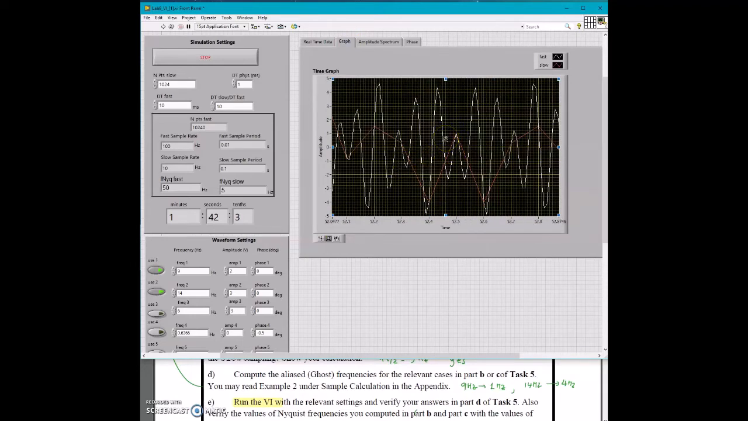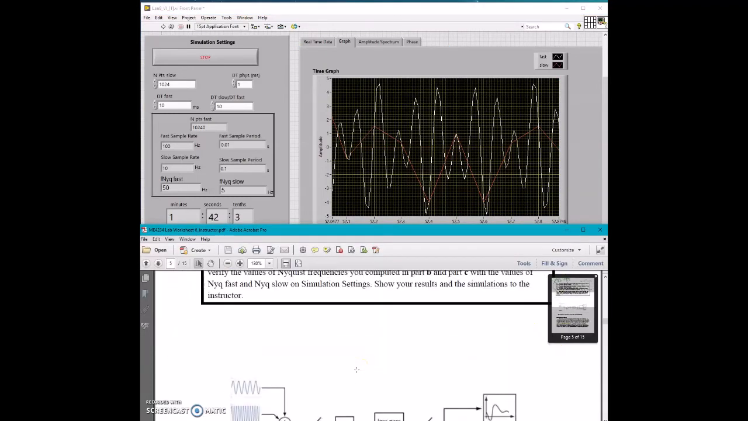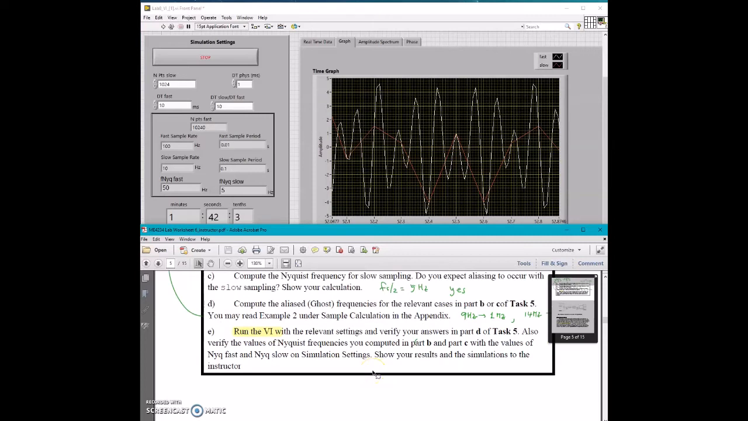Why? Because when you sample slowly at 10 Hertz, you're not capturing all the ups and downs. You're occasionally just taking data; you just don't have enough data points. So that's why when you look at these red lines, you'll never see the original 9 Hertz and 14 Hertz signals. And this is the end of the first part of the lab.